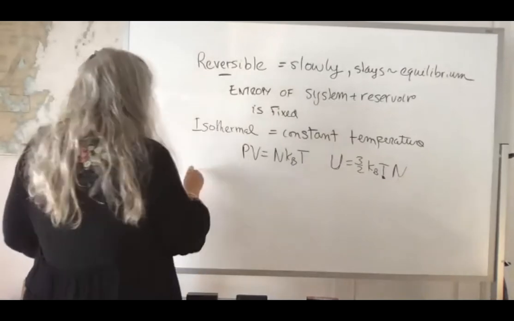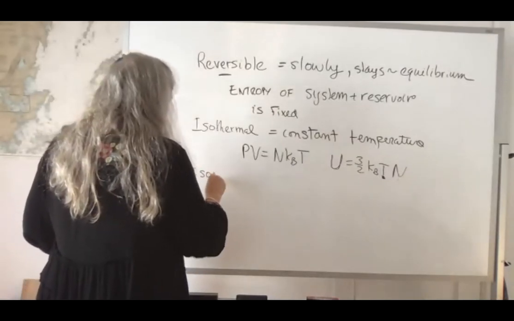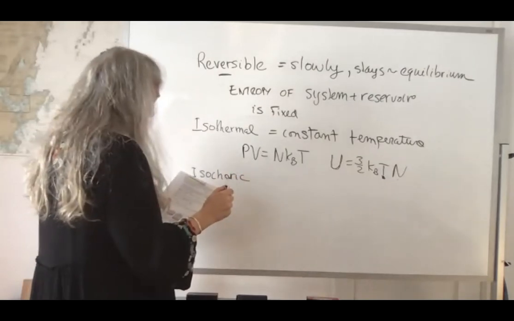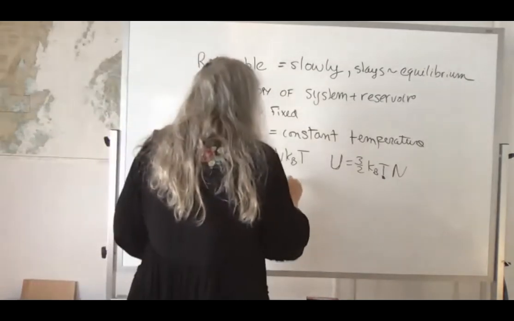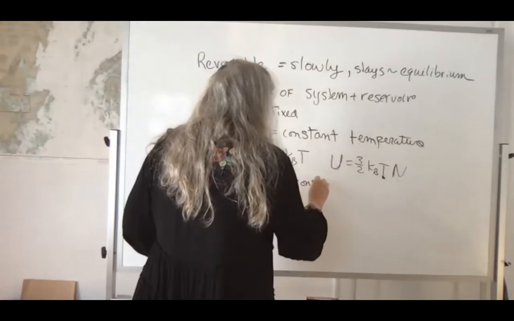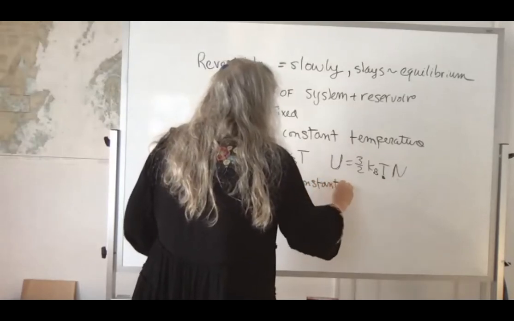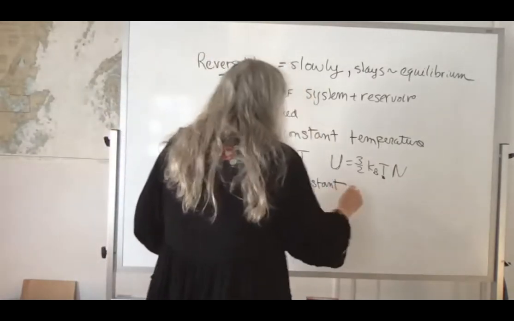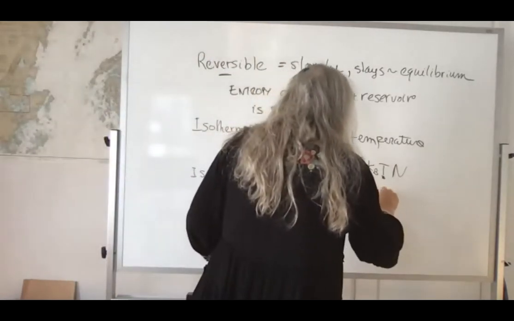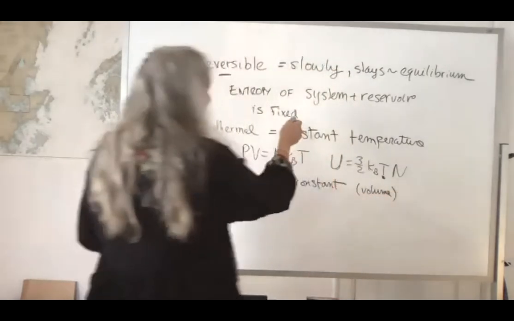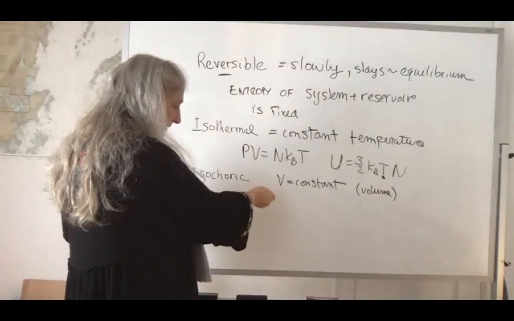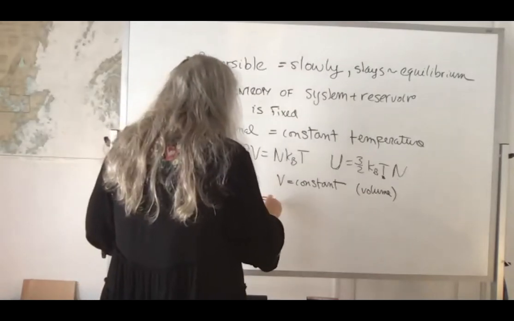So how about isochoric? Isochoric means a constant volume. V is constant. So remember W is PdV. So if V is fixed, that means W is equal to 0.